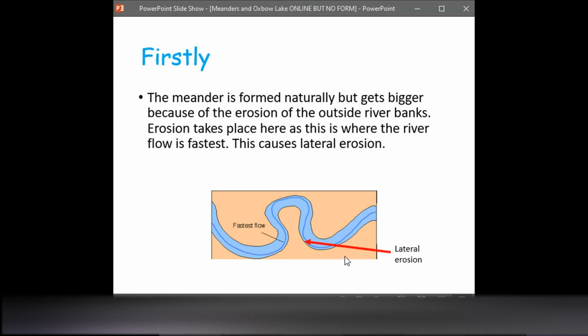So in the diagram on the screen, you can see we've got a meander going around, and there's a blue line going through it, which shows where the fastest water is. And that always kind of swings out to the outside bend. So it starts to wear away and make these even more loopy.